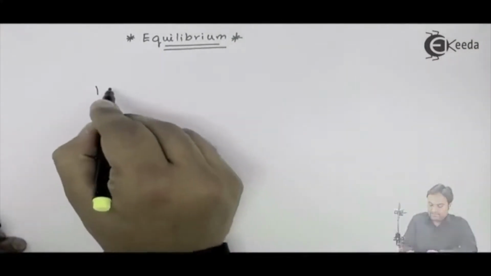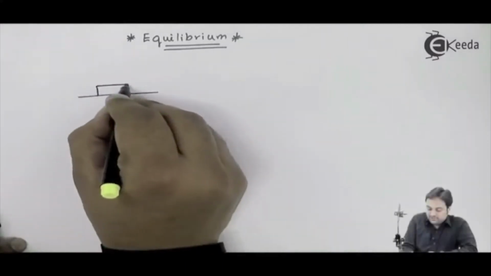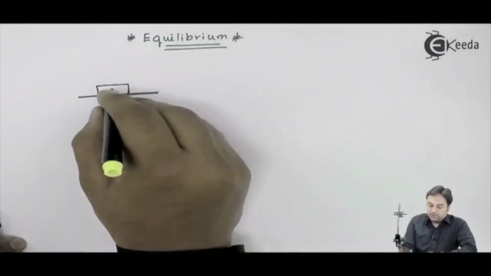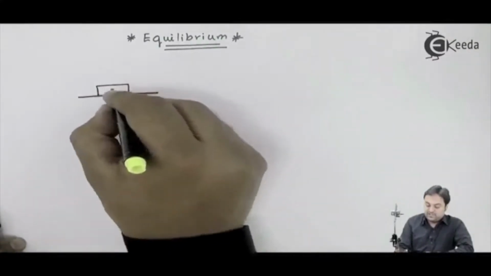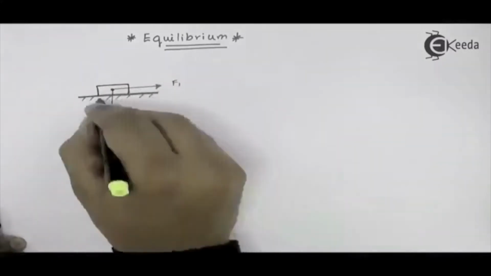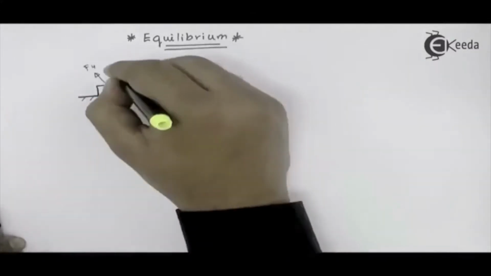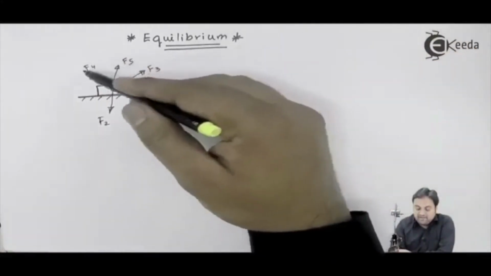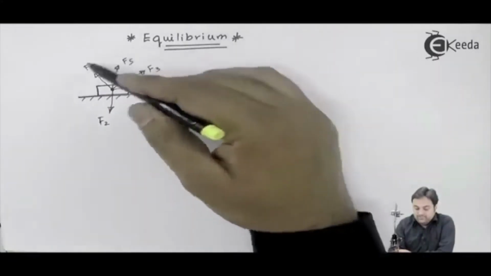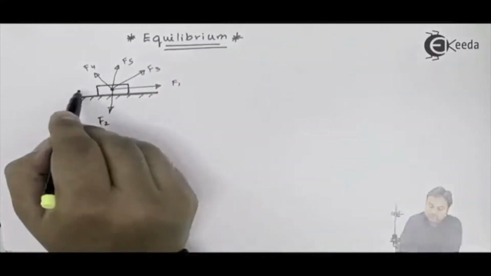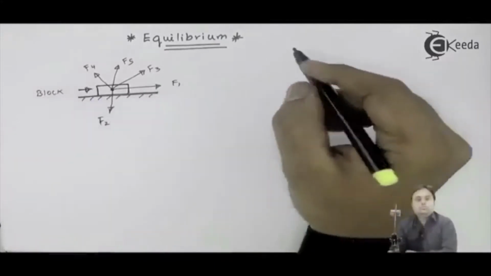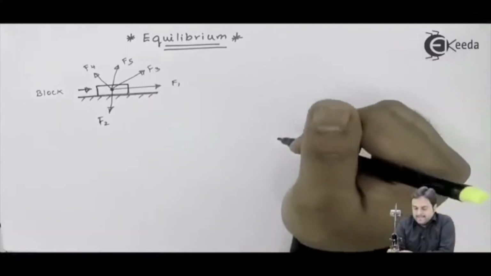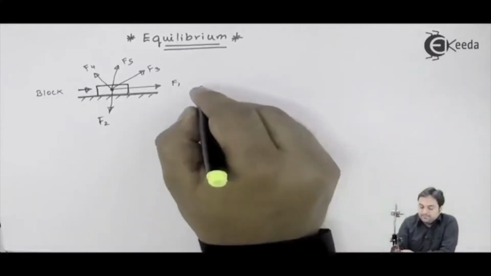Suppose I draw a diagram in which we have a block. Over this block, there are number of forces which are acting. Now, suppose we have 5 forces here. These 5 forces are acting on this block. Now, because of these 5 forces, this block would be disturbed. How it would be disturbed?